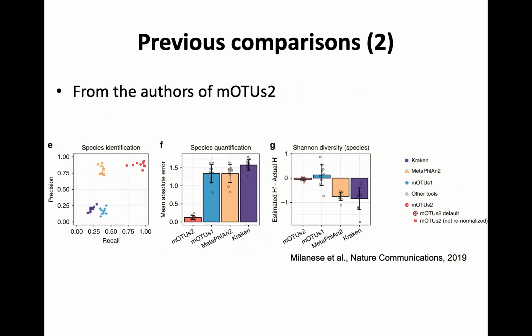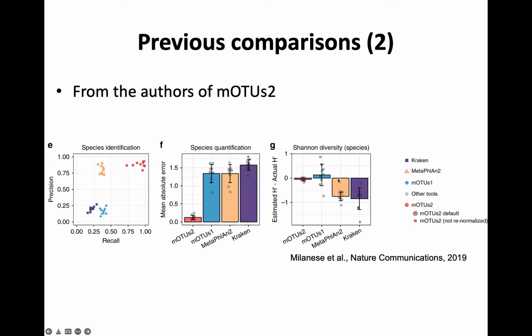Then another paper came out from mOTUs. These are the authors of mOTUs too. And they showed that their method did really well. So this is precision recall. That's theirs. Red is mOTUs. Top right is really good. This is absolute error, so lower bars here are good. So they look way better than their first version or MetaPhlAn 2 or Kraken.